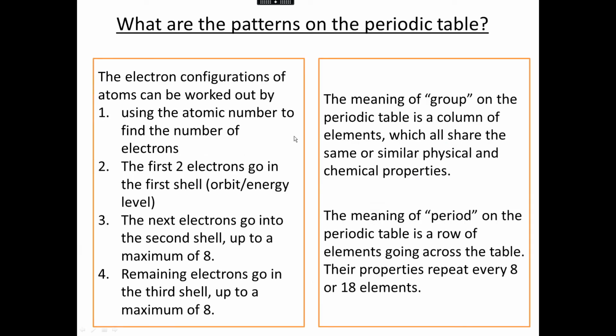Okay, describe the main facts and keywords of the lesson. How do we work out electron configurations? Use the atomic number to find the number of electrons. Then work out how many in each orbit: 2 in the first shell, then 8, then 8.